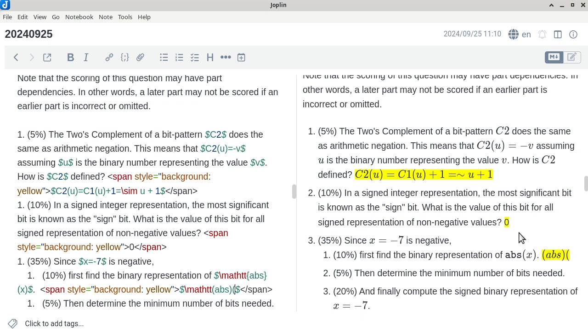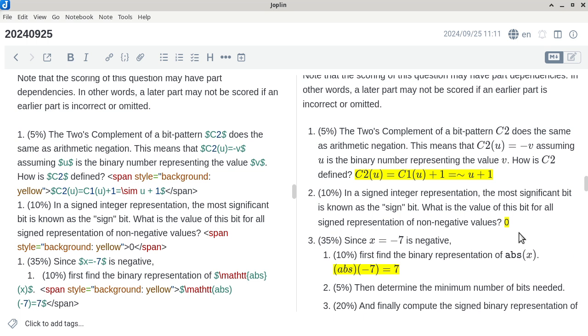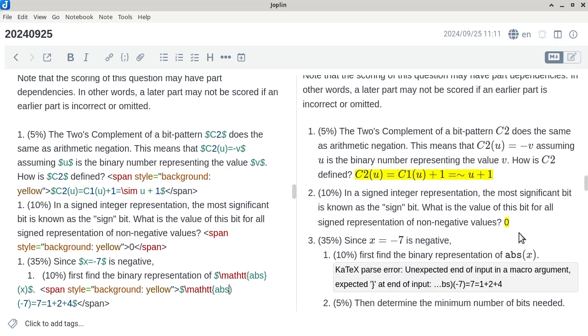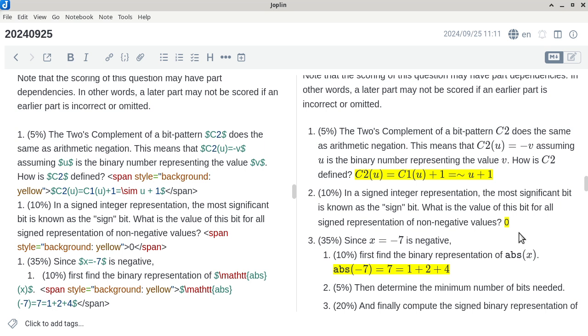All right, so the absolute value of negative 7 is 7, which is 1 plus 2 plus 4. And, okay, that's my bad. I forgot to use curly braces instead of parentheses. Okay, there we go. Looks better this way. Equals 1 in base 2 plus 1, 0 in base 2 plus 1, 0, 0 in base 2, which is 1, 1, 1 in base 2. So I'm doing base conversion and showing that 7, which is the absolute value of negative 7, can be represented by 1, 1, 1 as a bit pattern.